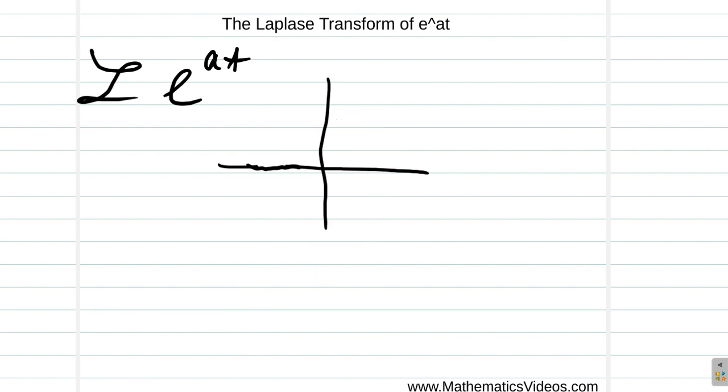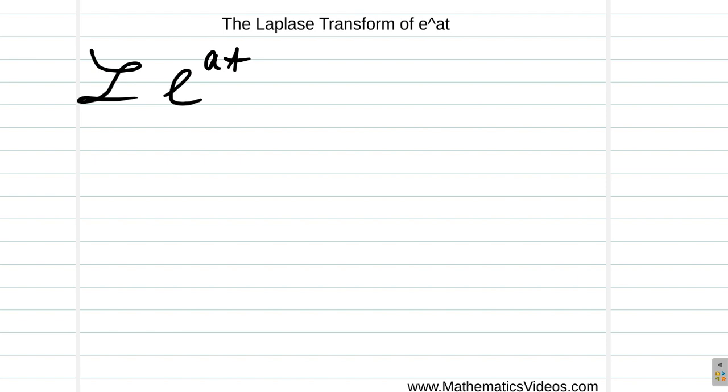Generally representing time, some function changing over time. So the t-axis is the horizontal axis, and then of course the vertical axis is f of t. Now, before we look at that, what is it that we're aiming at? We want to derive the Laplace transform of e to the at.